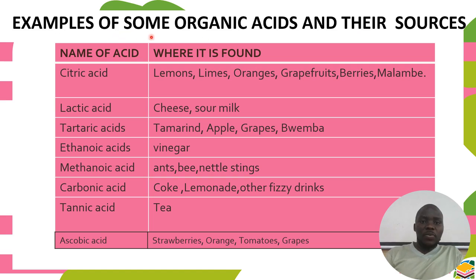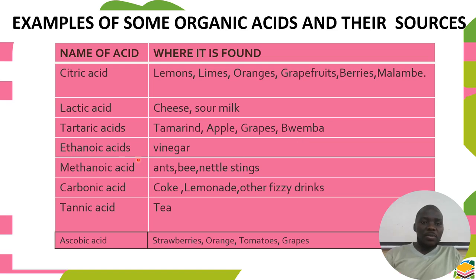We have examples of some organic acids and their sources: the name of the acid and where we can find them. We have citric acid. We can find it in lemons, limes, oranges, grapefruits, berries, malambe. Lactic acid, we can find in cheese and sour milk. Tartaric acid, we can find in tamarind, apple, grapes, as well as bimba.